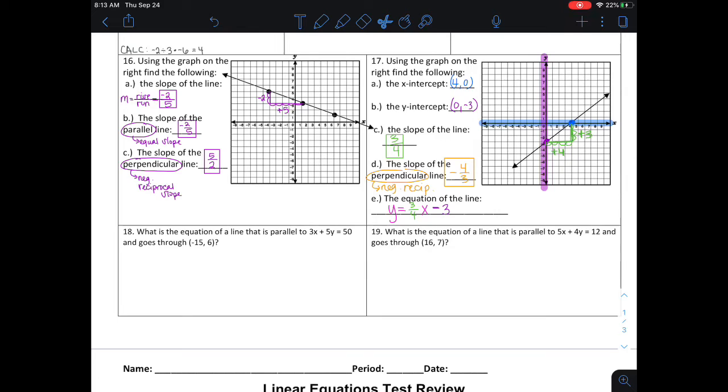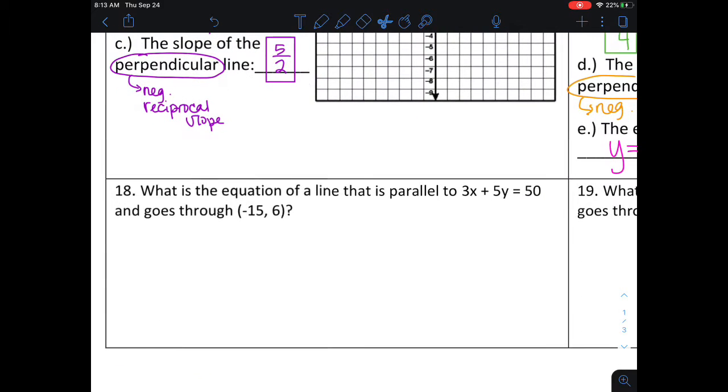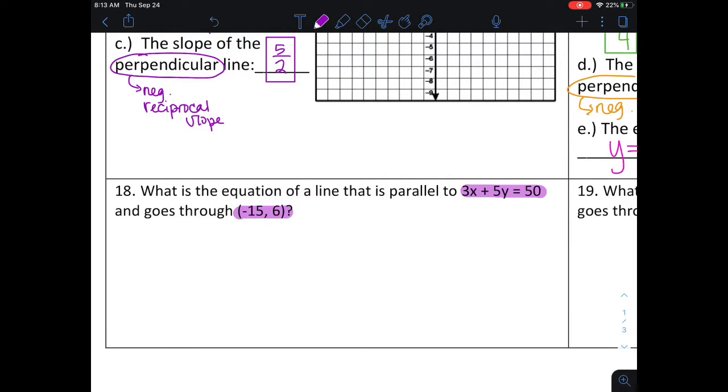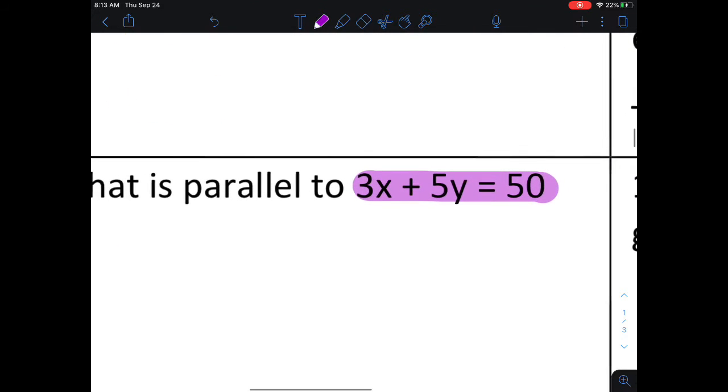Number 18. Okay. What is the equation of a line parallel to 3x plus 5y equals 50, and it goes through this point? All right, let's get into it. Don't forget to label your points, x1, y1. And look at this. This is in standard form. I'm going to use this to help me out.